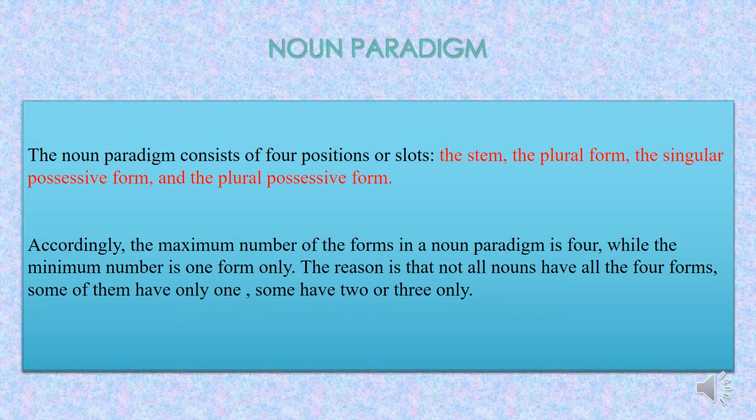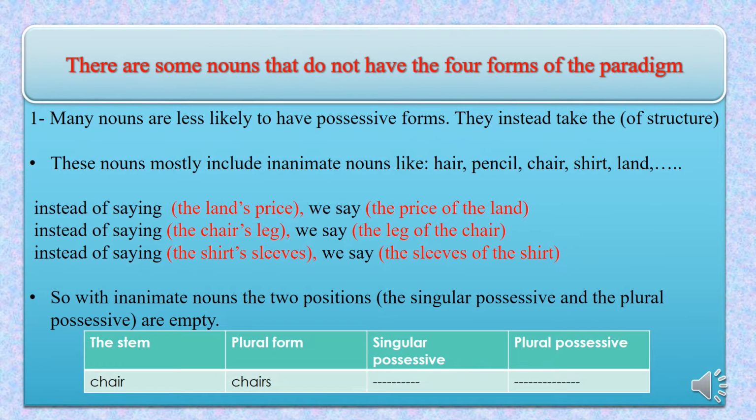According to that, the maximum number of forms in the noun paradigm is 4, but the minimum number is 1 only. The reason is that some nouns do not have all the 4 forms. Some of them have only 1 form, some have only 2 forms, and some others have only 3 forms. That is why the maximum number is 4, but the minimum number is 1 only.